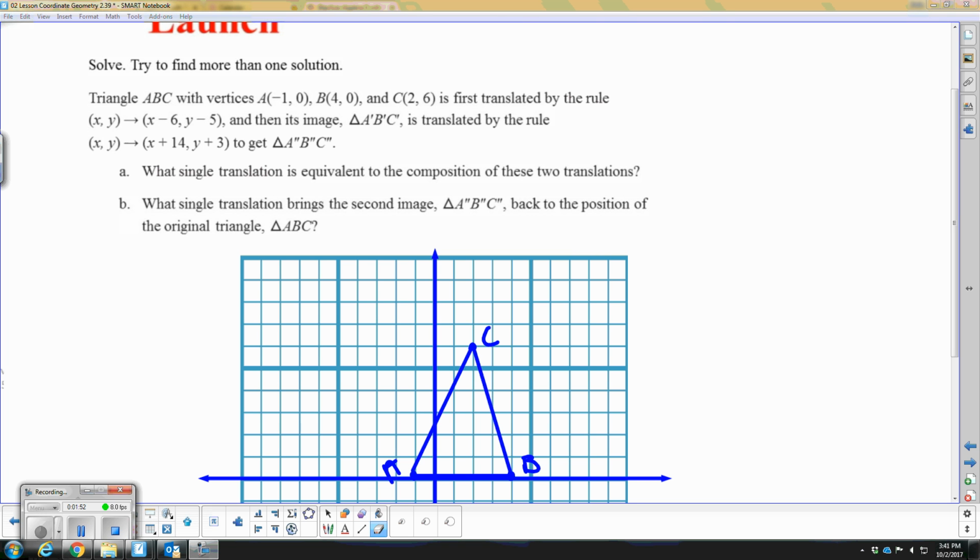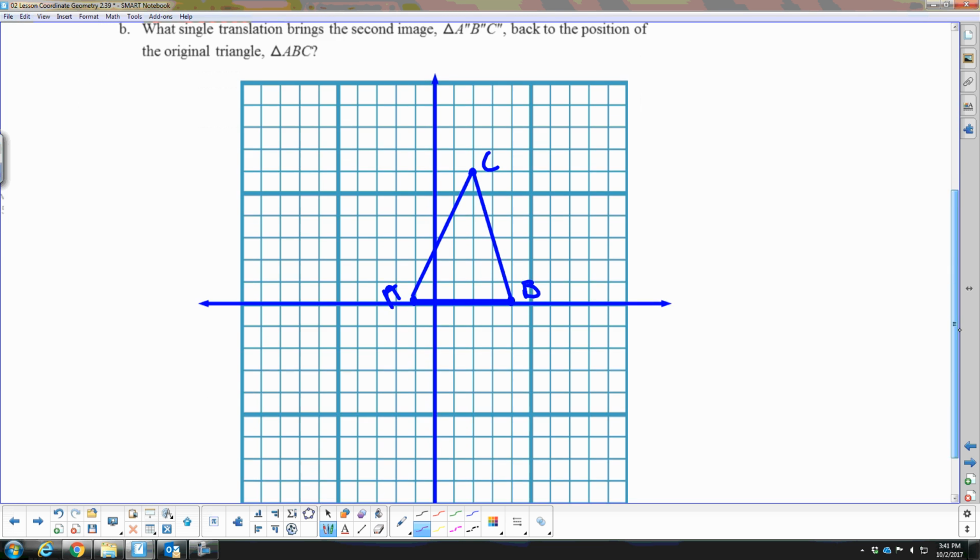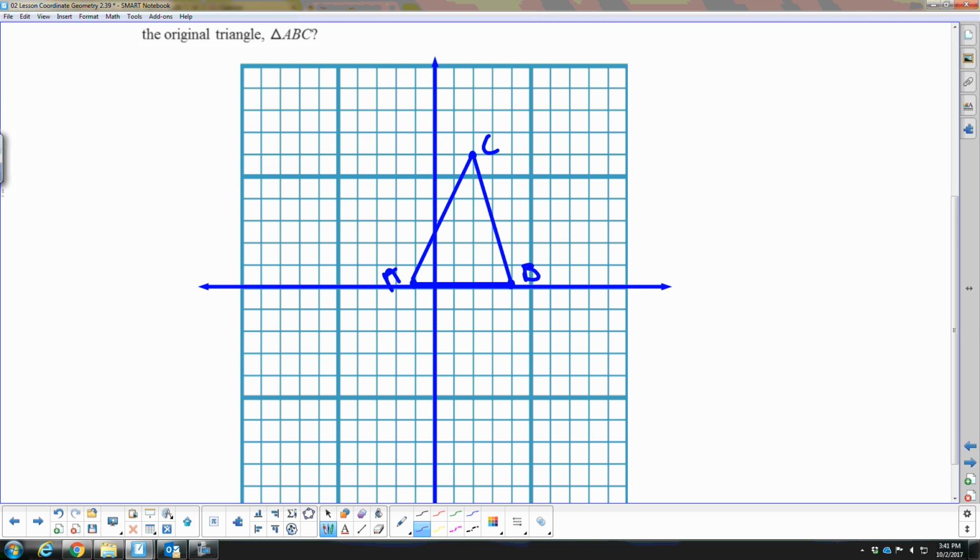So on my coordinate plane, I'm going to move each point to the left 6 units and down 5 units. So A is going to be to the left 6 units and down 5 units. And that becomes A prime. B, I'm going to do the same thing. I'm going to go to the left 6 units and down 5 units. And C, I'm going to go to the left 6 units and down 5 units.